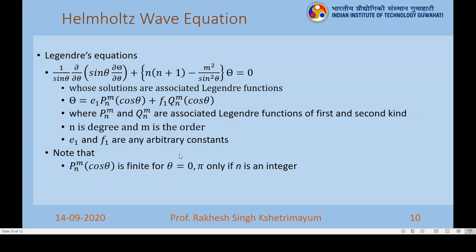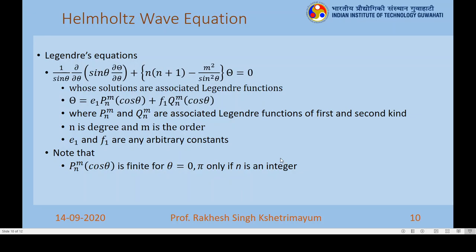One important point to be noted is that Pnm cos theta is finite at theta equal to 0 or pi only if n is an integer. The solution we have for the wave, let's say inside a sphere, cannot have infinite value of fields. Infinite value of fields is an impossible thing. So most of the time we want finite values of the field. If we want finite values of the field for Pnm cos theta for all values of theta, then n should be an integer. Otherwise, if n is not an integer, then Pnm cos theta is going to have an infinite value at theta equal to 0 or pi.